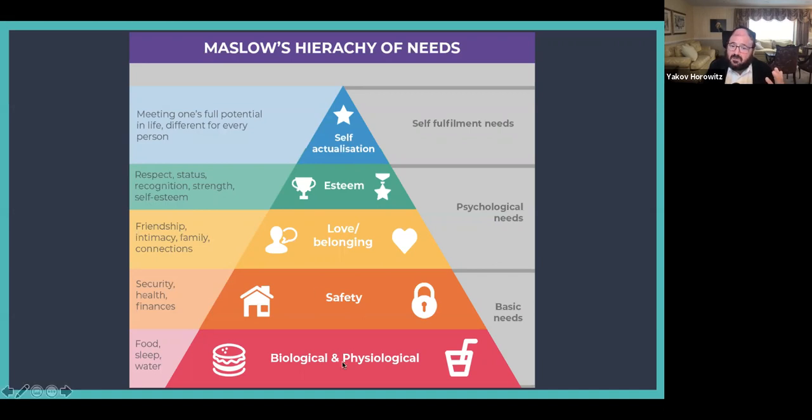So again, one more time, quickly reviewing this. Biological or physiological are just our physical needs: eat, sleep, shelter. Okay, safety is the next one. Love and belonging comes after that. Then self-esteem, then self-actualization.